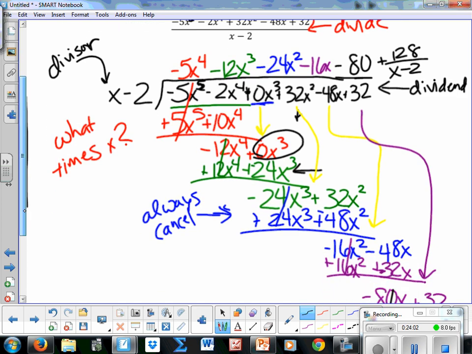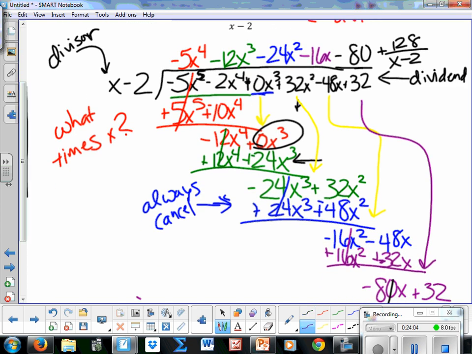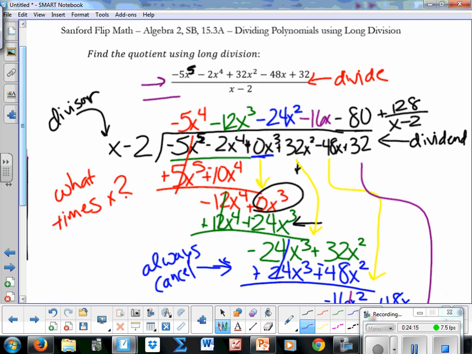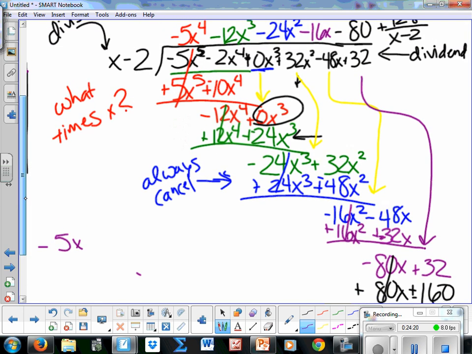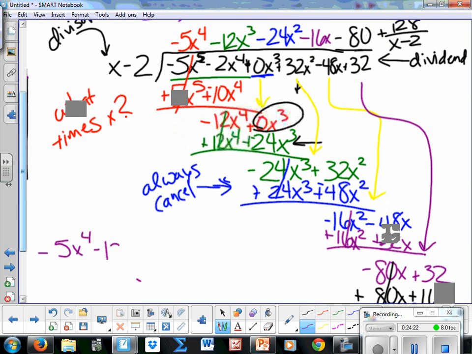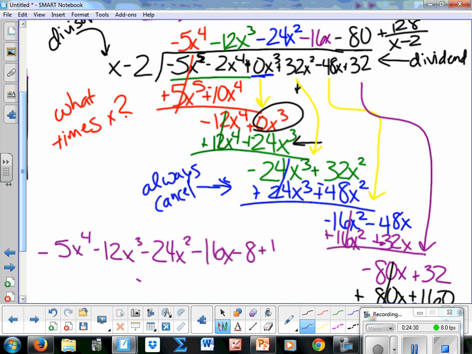Okay, so I'm going to write this all together off to the side so we can see it. So our quotient, when we divide this polynomial by this one, we get negative 5x to the fourth minus 12x cubed minus 24x squared minus 16x minus 80 plus 128 over x minus 2. And there we are. We found our quotient. So that's what we're looking for.